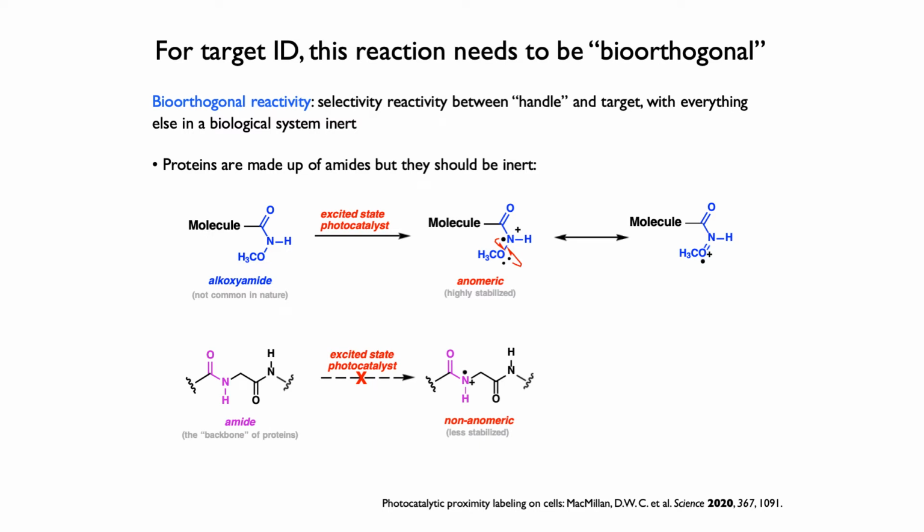This shown in pink here is an amide. So similar to the alkoxyamide, but missing this oxygen here. The photocatalyst isn't going to be able to do a similar reaction, moving an electron from that nitrogen, because you don't have as much ability for the electrons to move around after the fact, which makes this a lot more unfavorable to happen. At least that's what should happen, and we're hoping that we will have something bioorthogonal in the end.